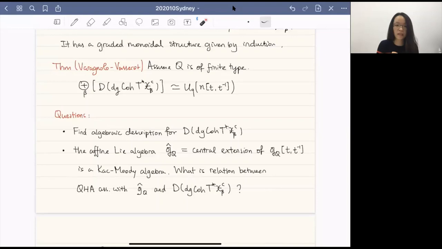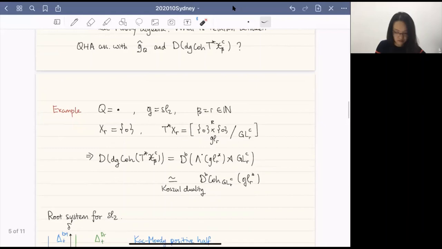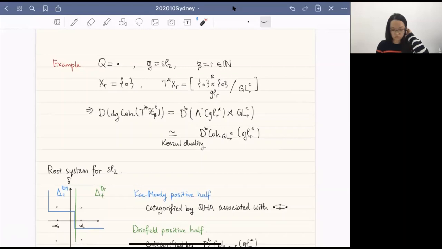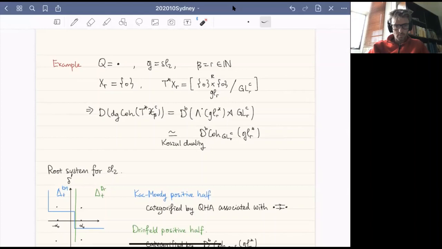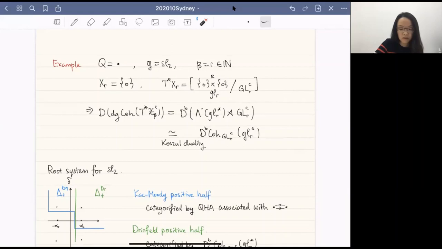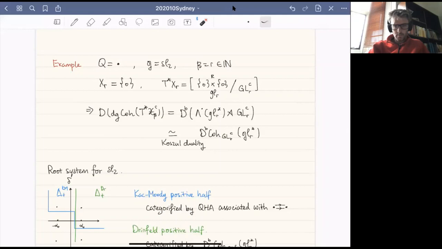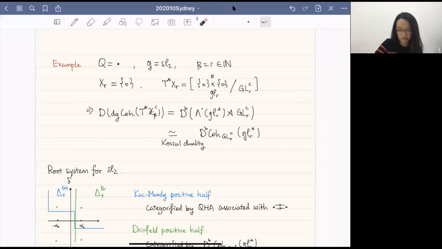Okay. So let me illustrate this in the example of SL2. And so this is also where we do have some results. So in a situation of SL2, the corresponding quiver is just a point. And in this case, as there is only one vertex, beta is just recording the dimension on this vertex. So beta is just an integer r. And then there's no arrow in this quiver. So the only representation is just zero. So this space x r is equal to zero.